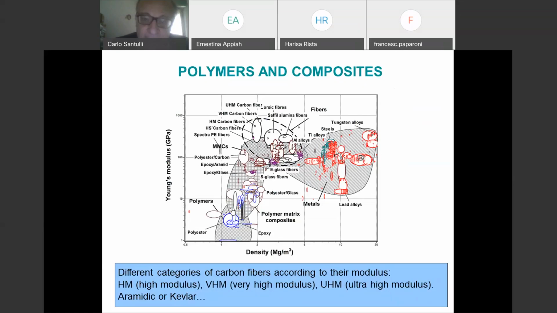Here, the natural materials, for once in a while, are not considered. Usually, Ashby always considers natural materials. But we had already seen the specific diagram.